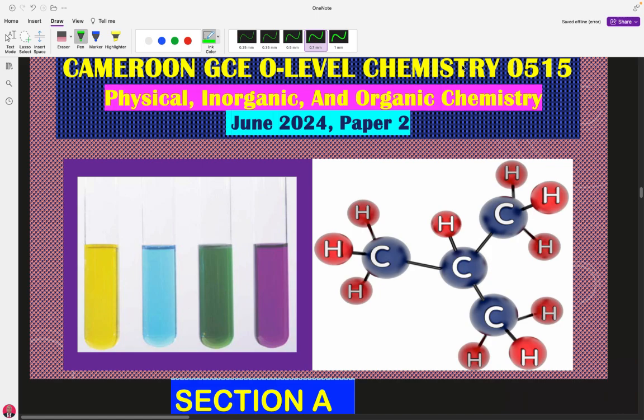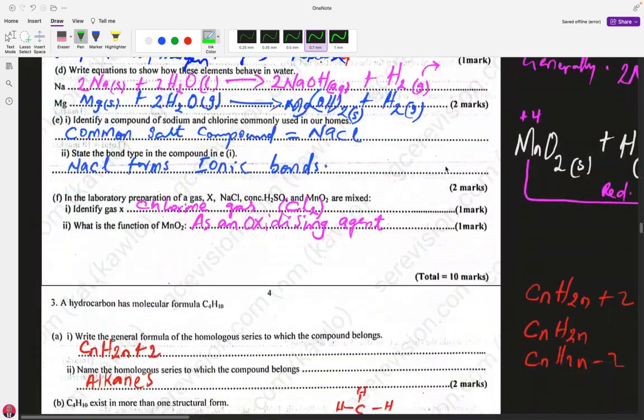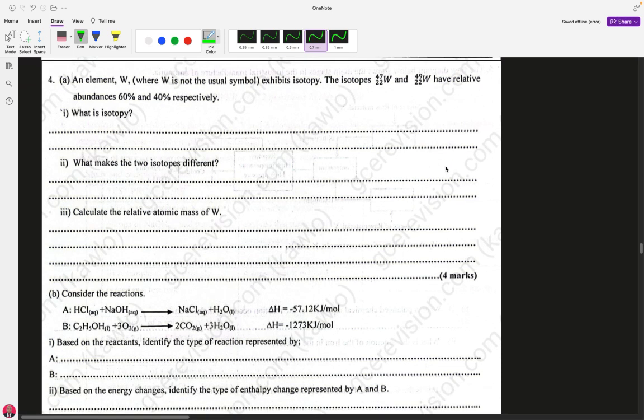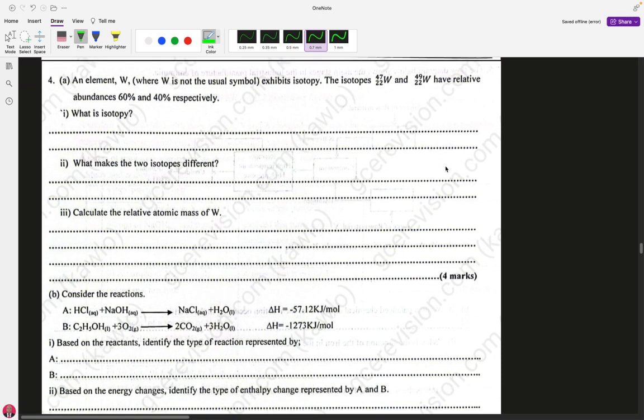Let's get started. We are on question number 4. The question reads: an element W, where W is not the usual symbol, exhibits isotopy. The isotopes are W47 and W49, which have relative abundances of 60% and 40% respectively.